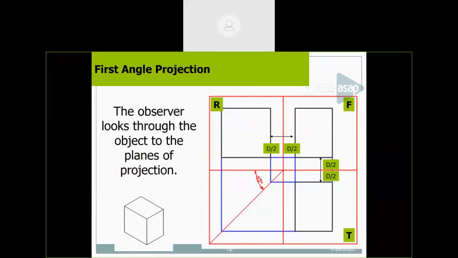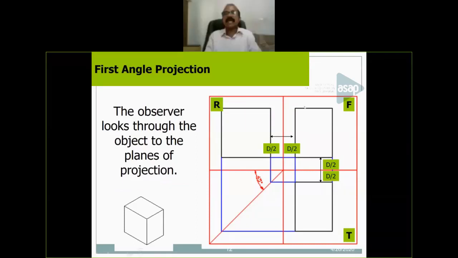See, in the case of first angle projection, draw the elevation, plan, and side view. This rectangle represents the front view. Say, first you have to draw the XY line. This horizontal line represents the XY line. Then draw the front view of this object. Then project these points and complete the plan.